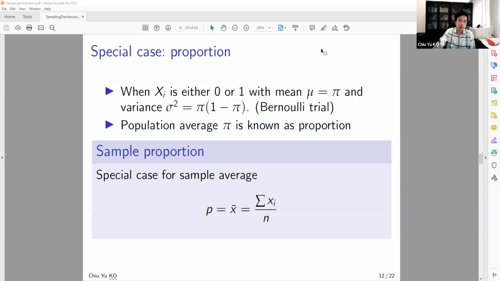Okay, a special case. This special case is very important in the sense that sometimes the data is either 0 or 1. Say the data is like, suppose X is, have you visited Europe? Have you been to Europe? Or have you tried this product? Or has an accident taken place?